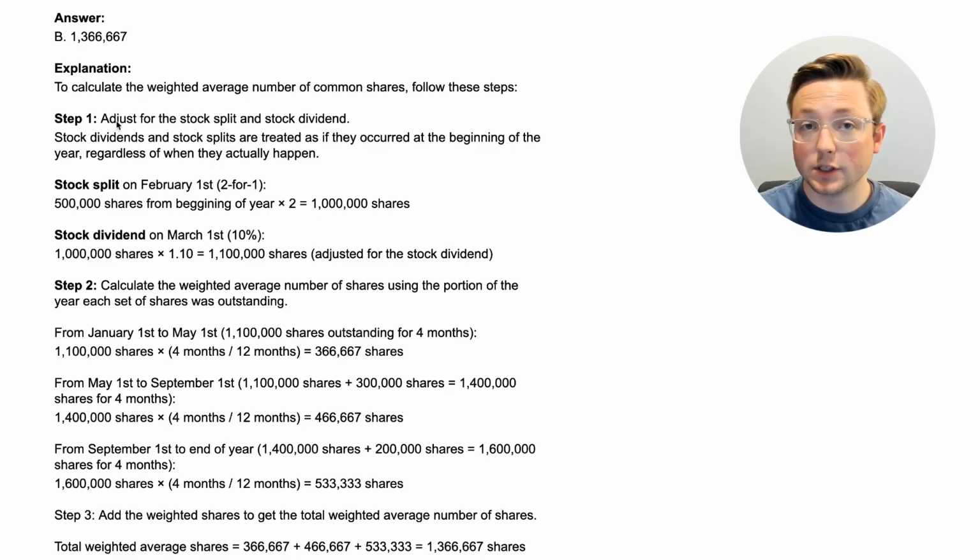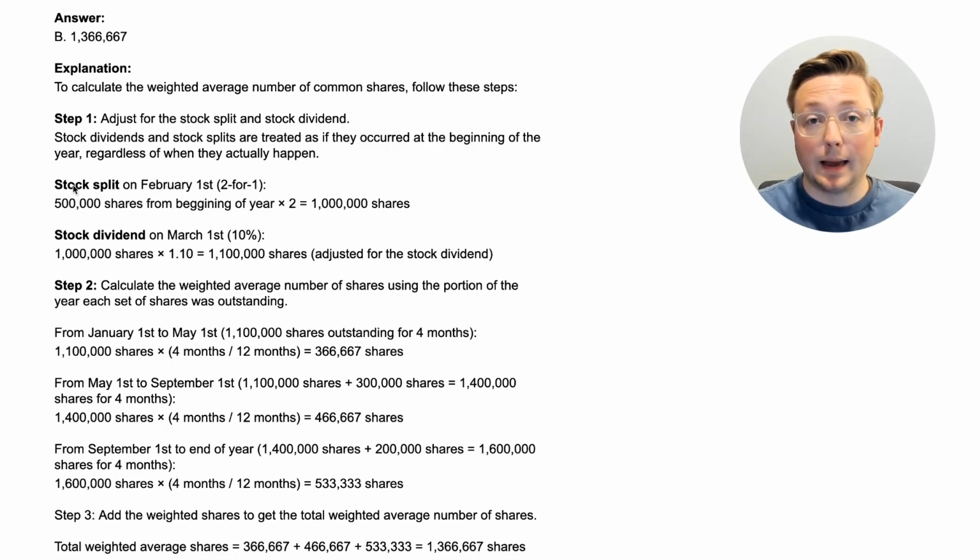We have to adjust for the stock split and the stock dividend. Something that you need to know: stock dividends and stock splits are treated as if they occurred at the beginning of the year, regardless of when they actually happened. So with that information, this stock split, even though it happened February 1st, we take the shares that there were at the beginning of the year and multiply it by 2, giving us 1 million shares, again, as if it had happened at the beginning of the year.